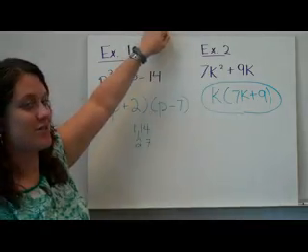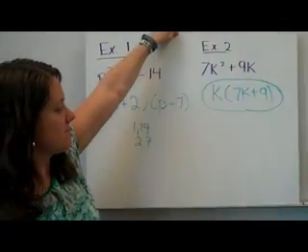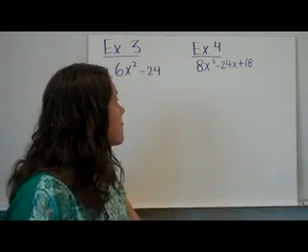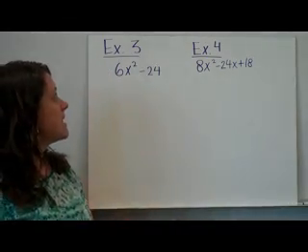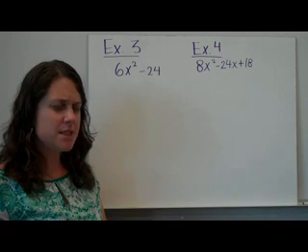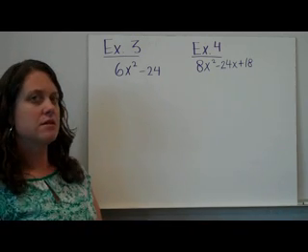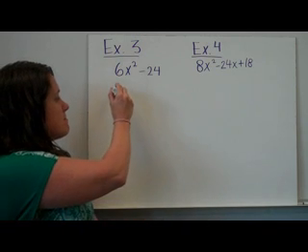All right, let's try some more examples. All right, so step 1. Does it have a greatest common factor? Does it? 6. Okay.